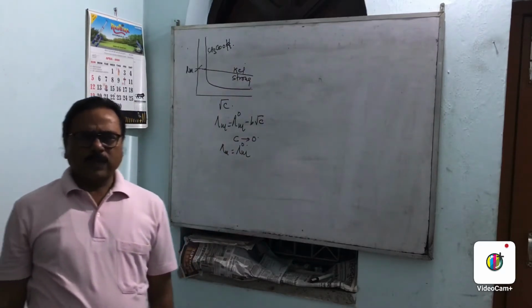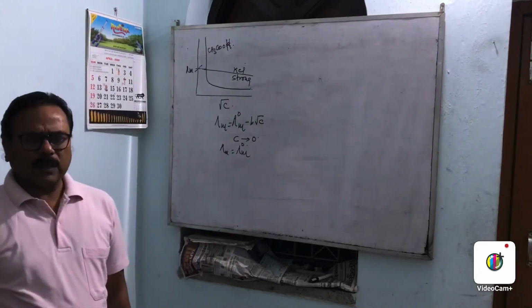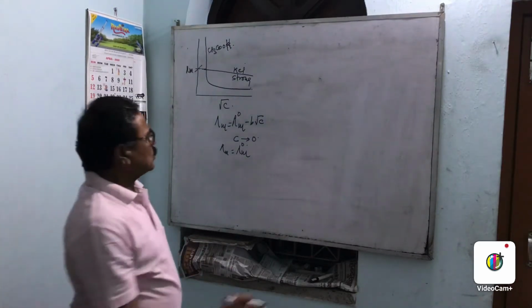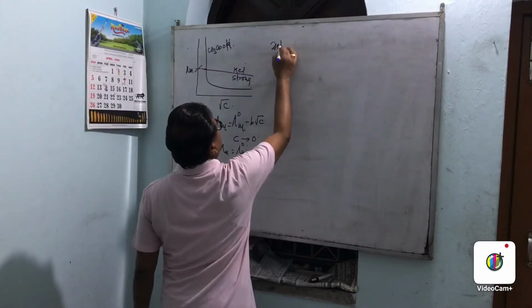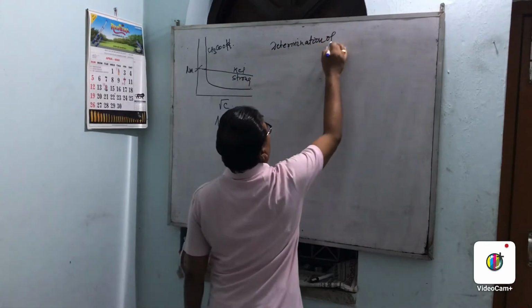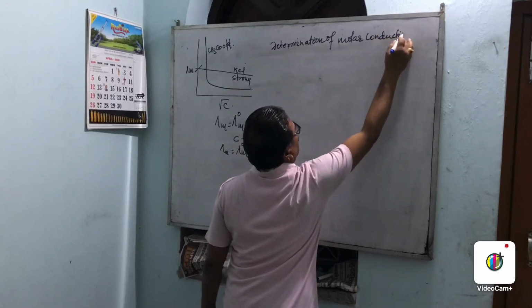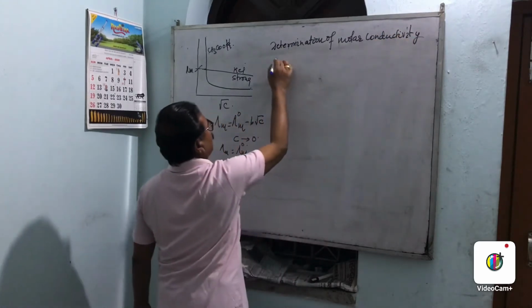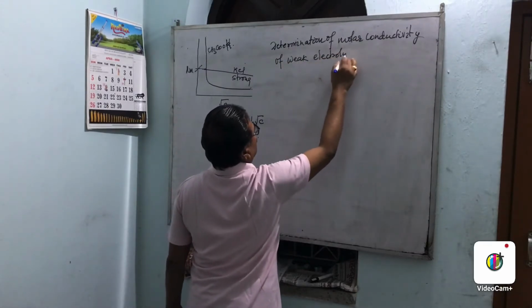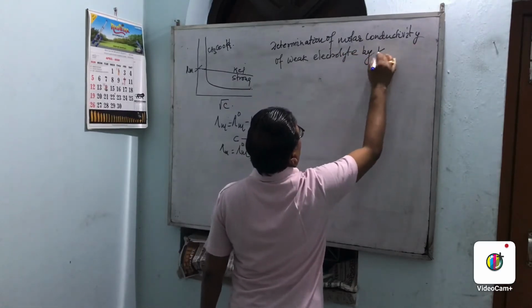So we have a question: how are we able to determine the value of molar conductivity of such a weak electrolyte? So today's topic is the determination of molar conductivity of a weak electrolyte by Kohlrausch's law.